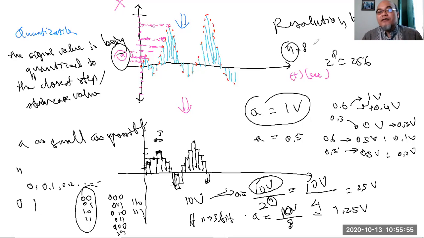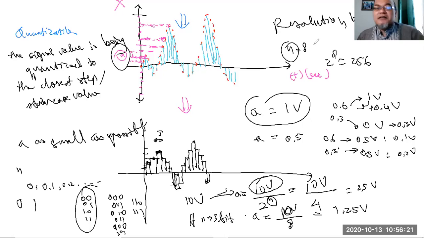Similarly, if you want your data to accurately represent the analog data, you want the quantization to be as small as possible. So A becomes as small as possible, which means you have to increase n, the bit resolution. What happens then may also cost some time, because in order to chop and quantize into more bits, you need more time.